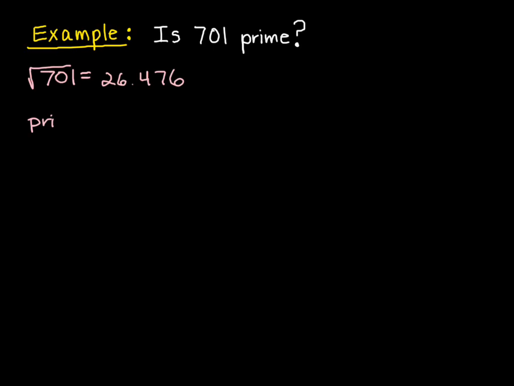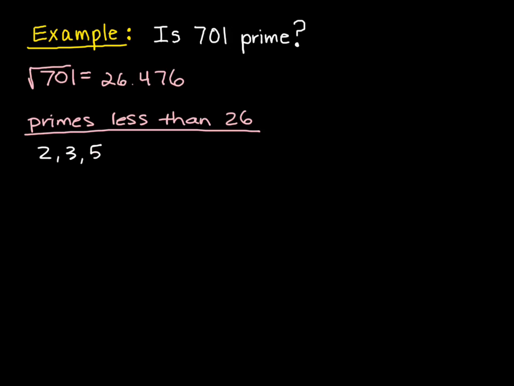So the primes less than 26 are given by the following. We have 2, 3, 5, 7, 11, 13, 17, 19, and 23. And you can see here why checking this by hand is only suggested for relatively small numbers. If we had a very large prime, this would not be a practical way to check to see if it was prime. But this isn't too bad.